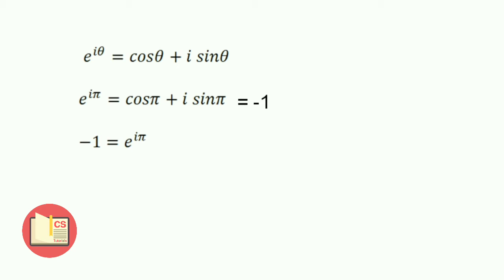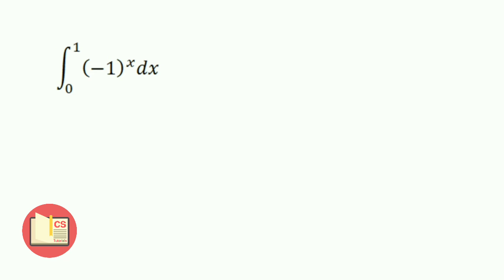Now we are going to raise both sides to the power x. Now we have -1 raised to power x is equal to exponential of iota pi raised to x, which is equal to exponential of iota pi x. Now we put this value in our integral. Now we have the integral from 0 to 1 of -1 raised to power x dx is equal to the integral from 0 to 1 of exponential of iota pi x dx.